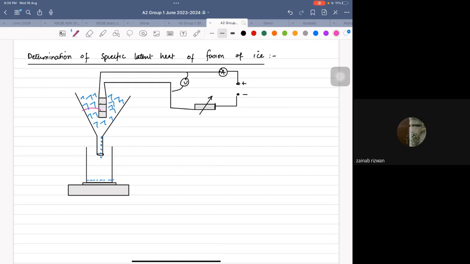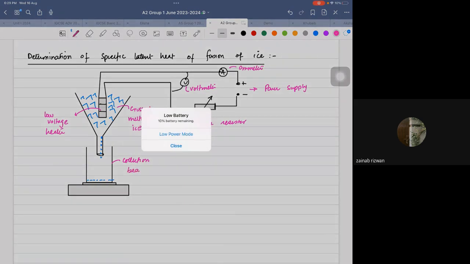What we need is a low voltage heater first. We need crushed melting ice. We need, this would be ammeter, this would be voltmeter, this would be variable resistor, and that's going to be power supply, like that. This is your collection beaker.